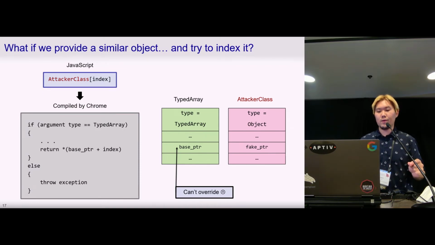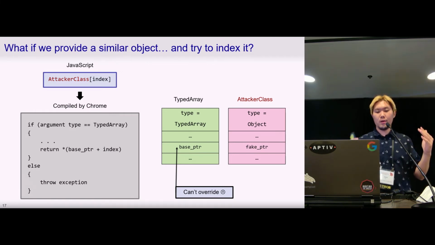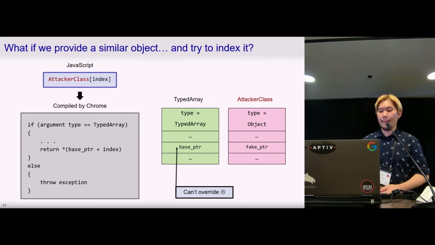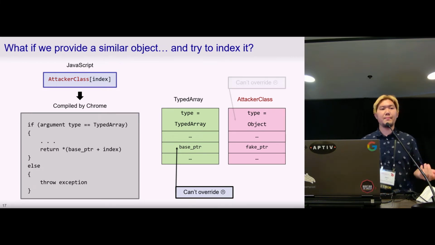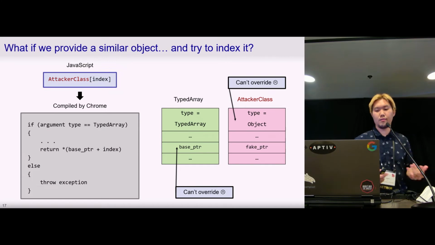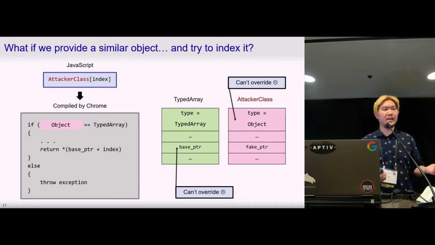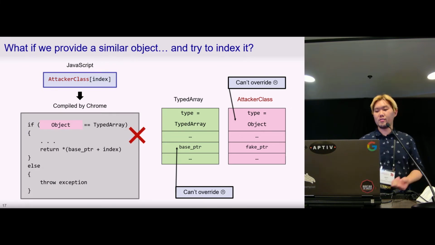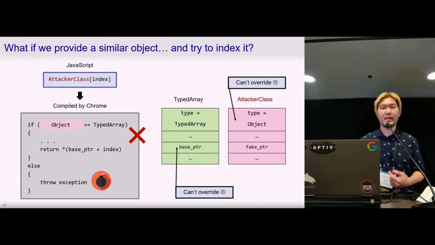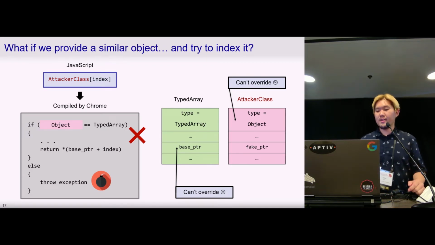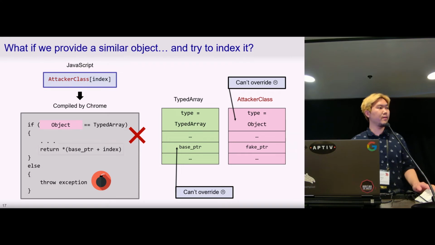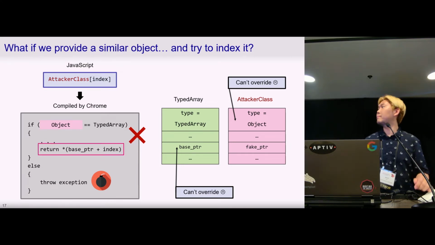Well, what happens when we try to index into our malicious attacker class object instead of a typed array which the compiled code expects? Unfortunately, because the type is an implementation detail internal to Chrome, we cannot access it from JavaScript. So the type is first compared, and since the object is not a typed array, the if evaluates to false, and execution flows to the else clause where an exception gets thrown. And that's no good because the line of code where the pointer gets dereferenced did not execute at all.